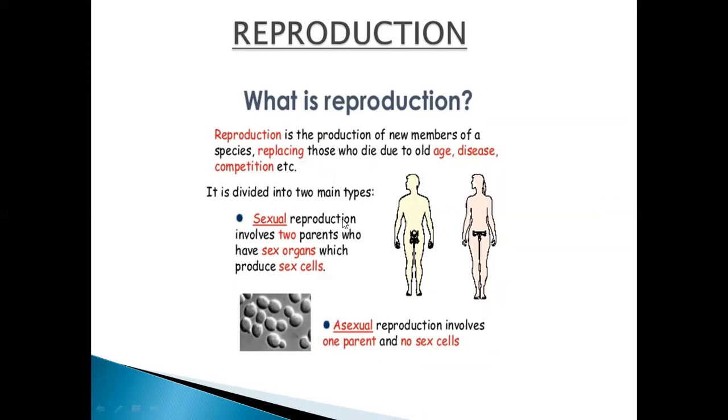If we talk about sexual reproduction, it involves two parents who have sex organs which produce the sex cells, or we call them gametes. So simply, sexual reproduction involves two parents who have gametes, and gametes are the reproductive cells, right? Next is asexual reproduction, which involves one parent and there are no gametes, meaning no sex cells are involved. Only one parent is involved in this type of reproduction. Clear?